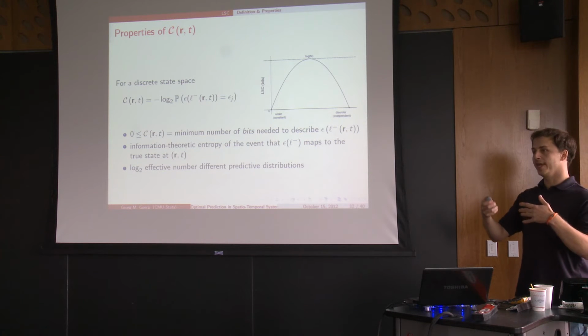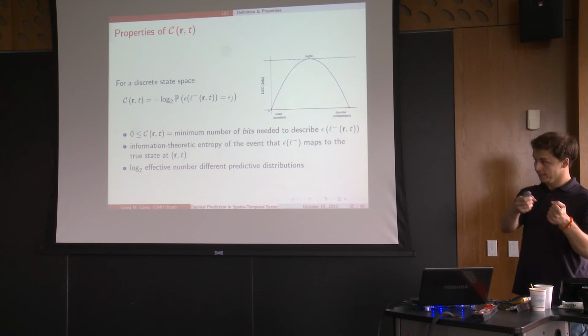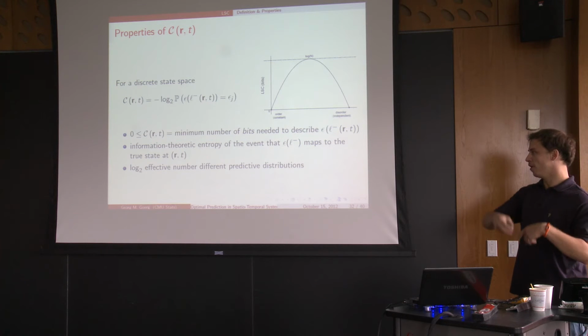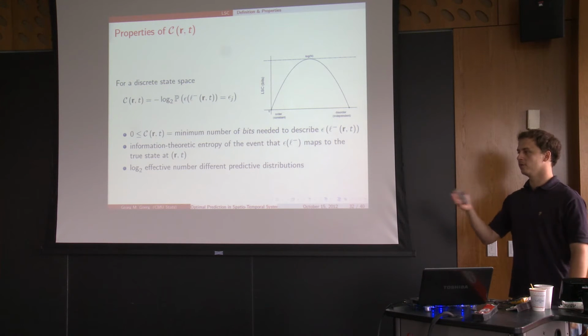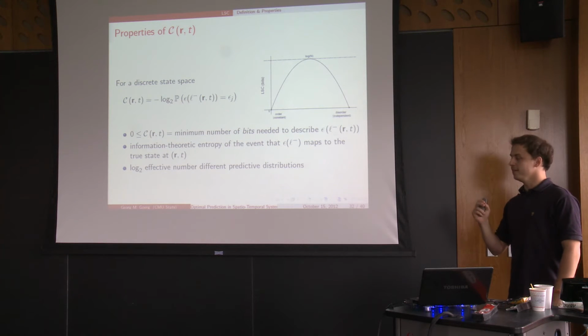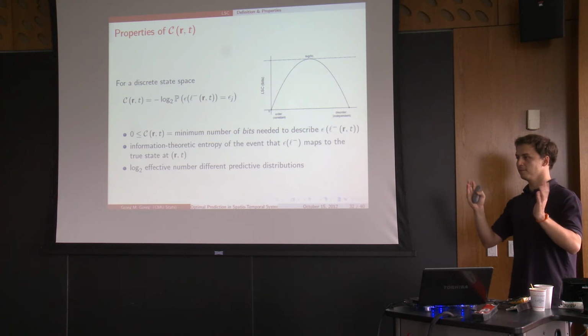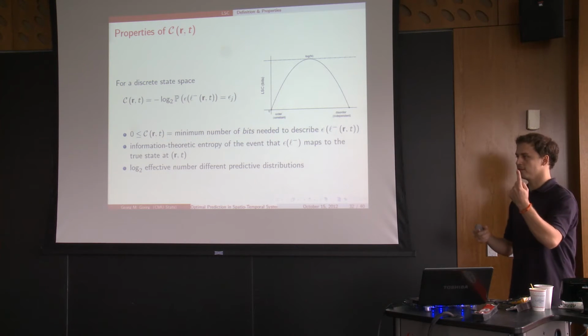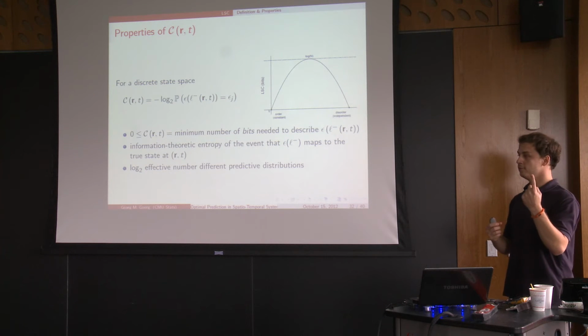It's the entropy of the event that I'm in that state. Or you can think of it as the log 2 number of different predictive distributions. For example, if my entropy is 0, well, that means that there's only one predictive distribution. For example, if it's independent noise, there's only one distribution that I have to keep track of. And the entropy of a random variable with one value is 0.